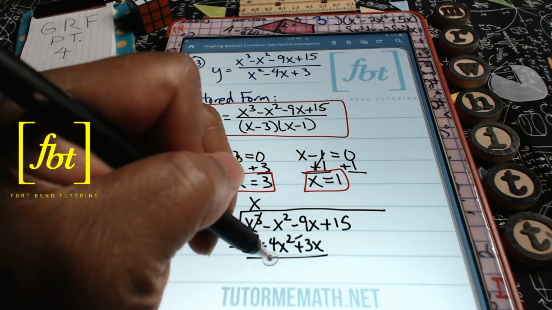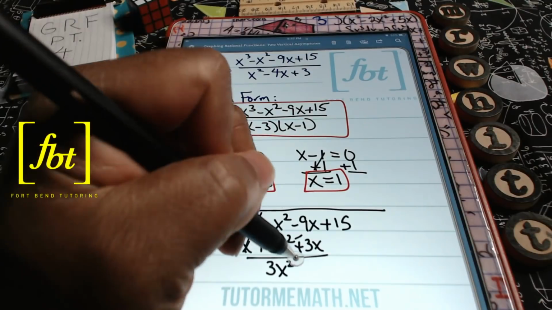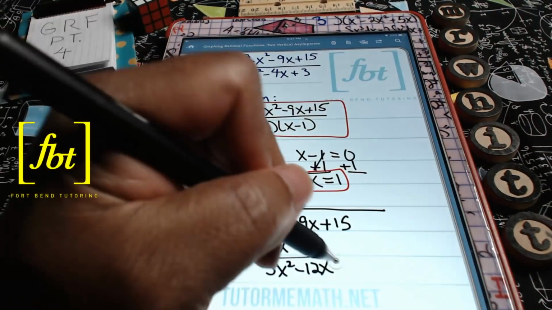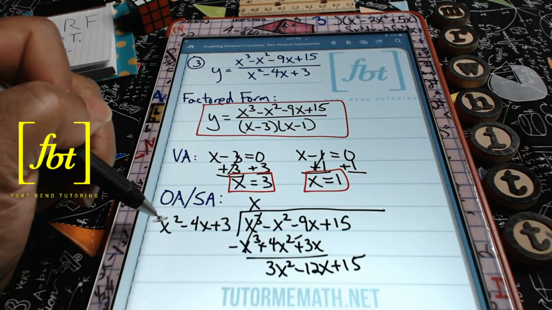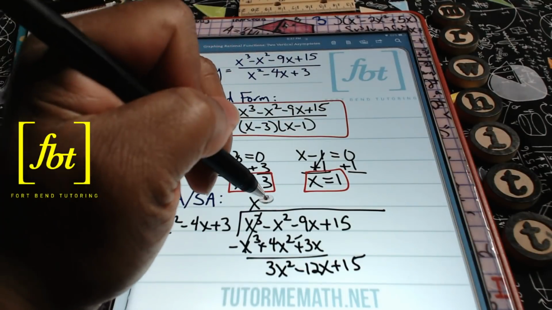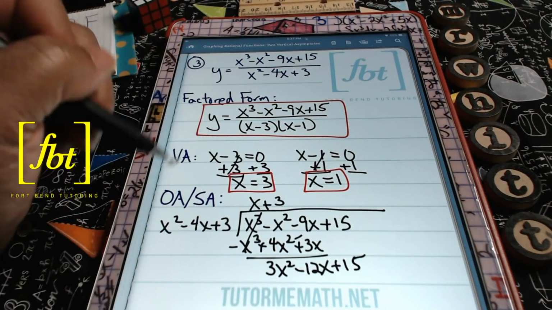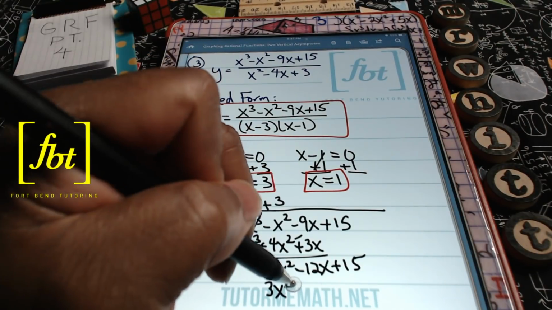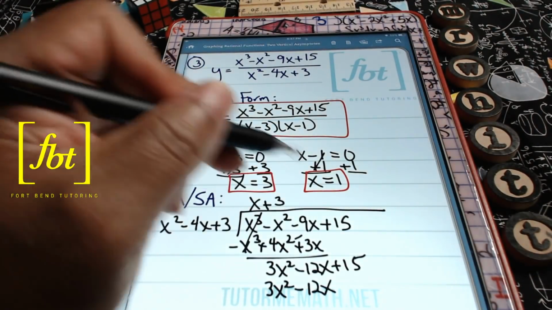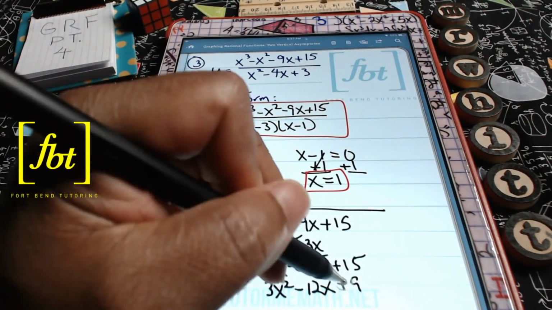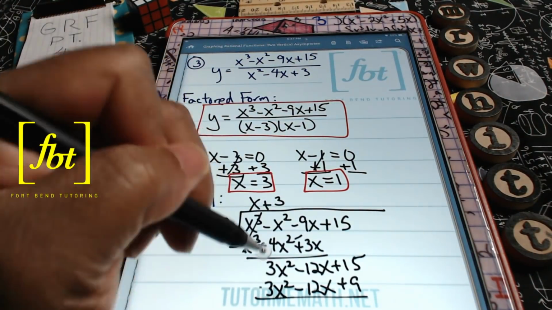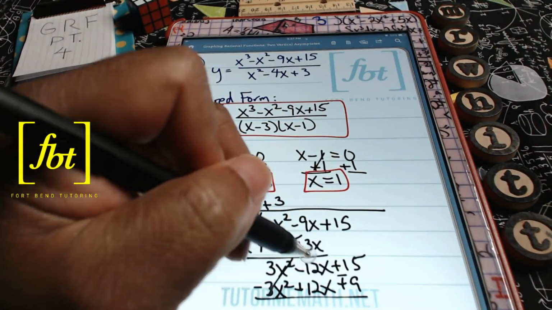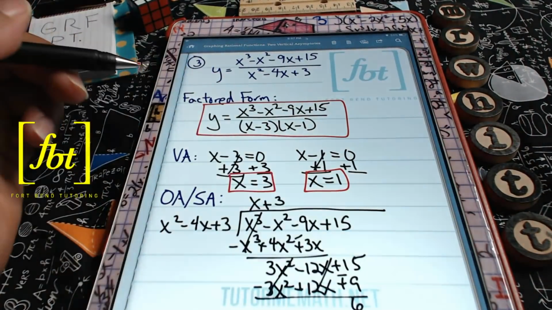You'll bring down a 3x squared, and this is going to be minus 12x and plus 15. X squared goes into 3x squared 3 times, right? So 3 times x squared is 3x squared. And 3 times negative 4 is negative 12x. And 3 times 3 is 9. Okay. And then you'll change the signs. So changing the signs, that cancels out, and you'll end up with a remainder of 6.